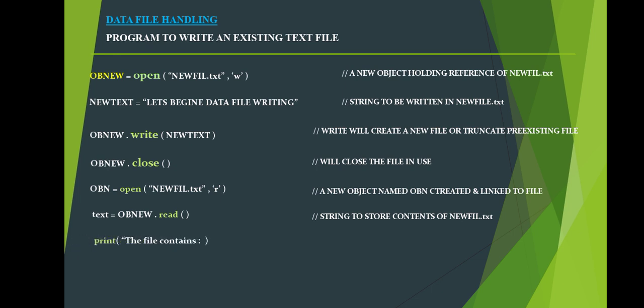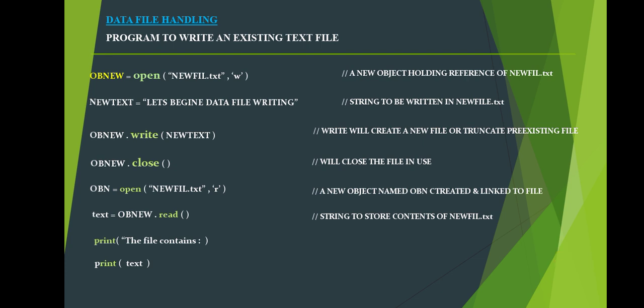So this is the first message which will be displayed on the screen, the file contains, and then the print statement has in its argument section the text variable, and the text variable receives its value with the read function which is invoked with the obnew file handle which is linked with new file. So let's begin data file handling, which was the value of the new text string. It will be assigned to text and the same value will be printed.